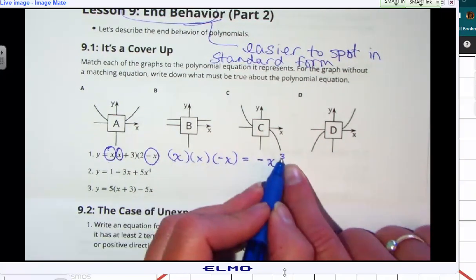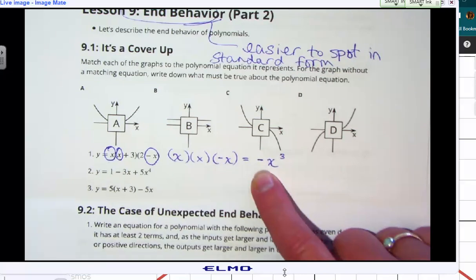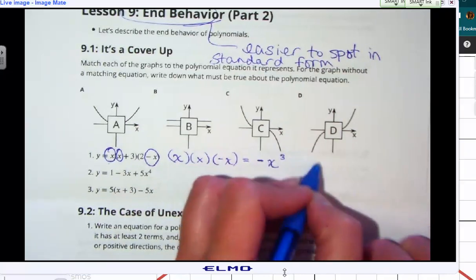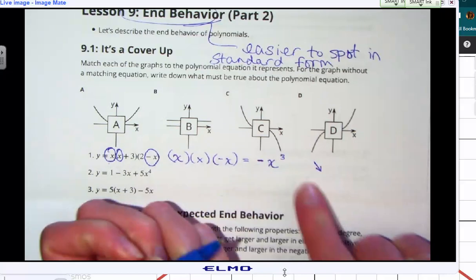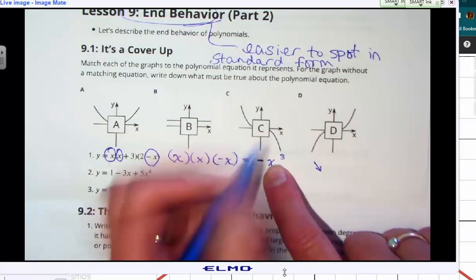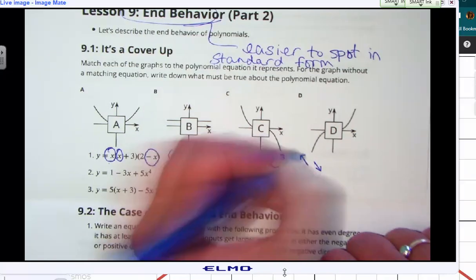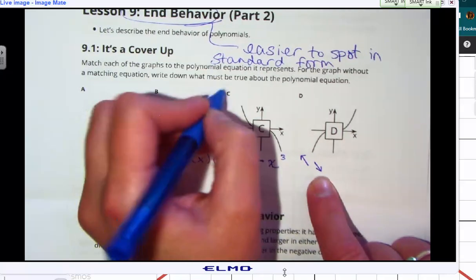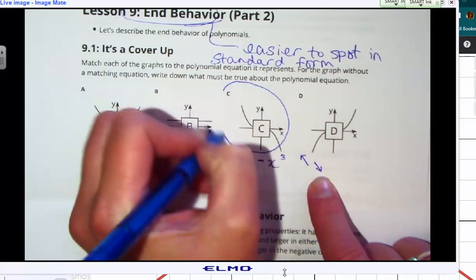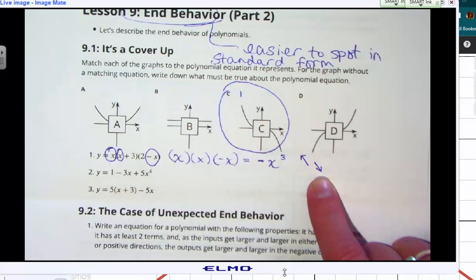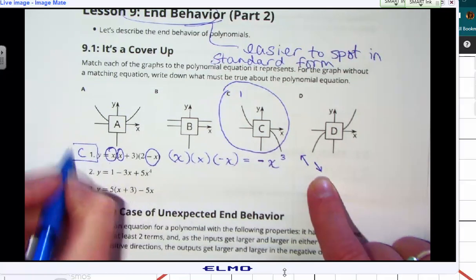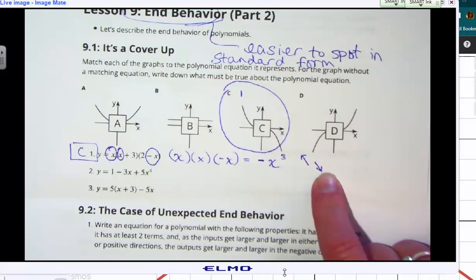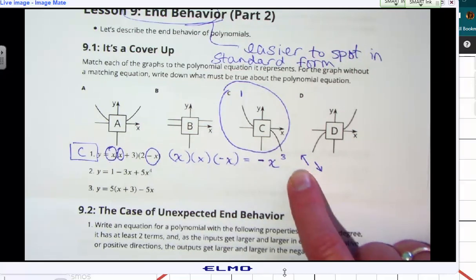So I have an odd degree. I have a negative leading coefficient. The negative leading coefficient tells me it's going down on the right. The odd degree tells me it's opposite on the left. So I have something with up, down, end behavior. That matches with C right here. Okay, so I use these little arrows. They help me remember what's going on the right side and then on the left side.